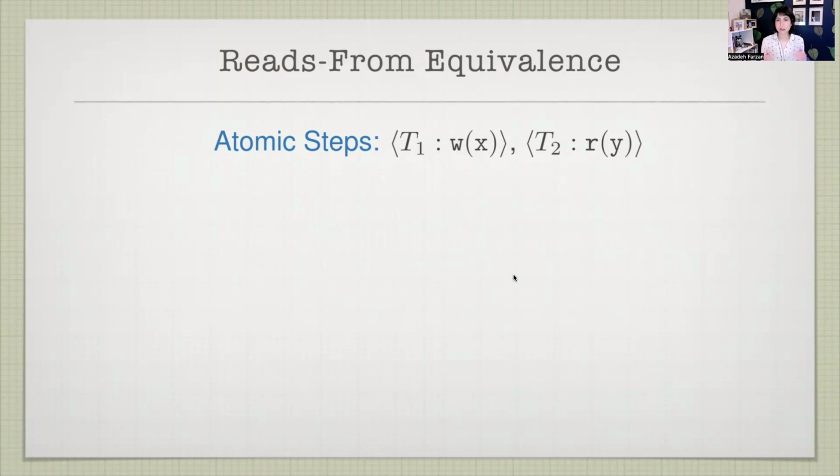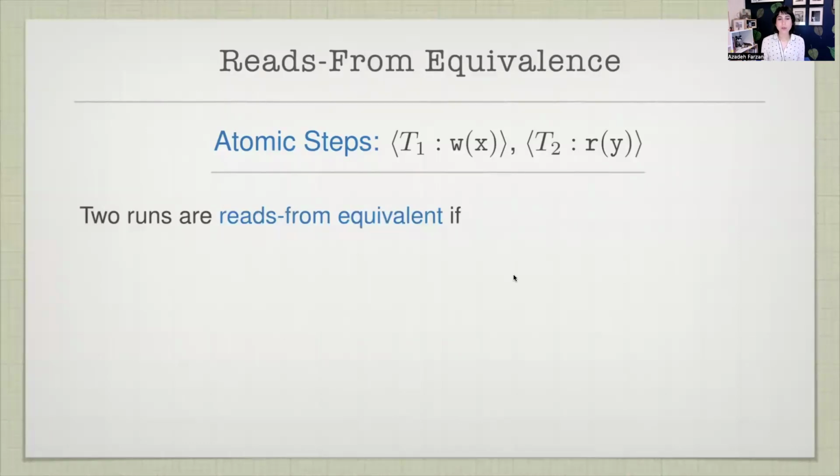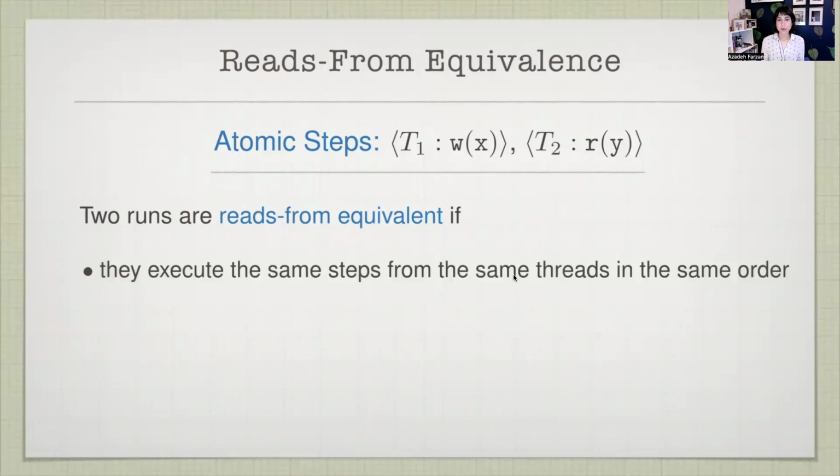And if we set ourselves at this exact power of observation, then we can define the largest sound equivalence relation on concurrent program behaviors like this. It's called the reads-from equivalence, and says that two program runs are reads-from equivalent if and only if they execute the same steps from the same threads in the same order. The part that says the same order is rather easy. You just want to make sure that you don't change the order of actions within each thread.